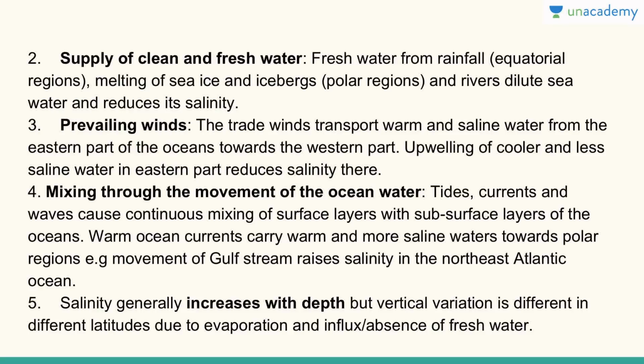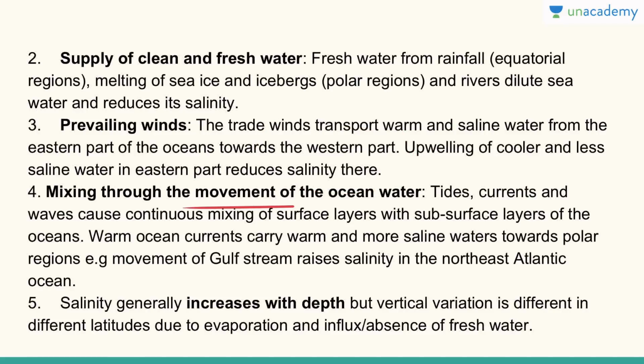Now, supply of clean and fresh water. Fresh water from rainfall like in equatorial regions, melting of sea ice, icebergs and rivers will dilute the seawater and will reduce its salinity. Anything which adds more water will reduce salinity. Anything which takes away water will increase salinity. Then there are prevailing winds. The trade winds transport warm and saline water from the eastern part of the ocean towards the western part, and upwelling of cooler and less saline water in the eastern part will reduce the salinity there.